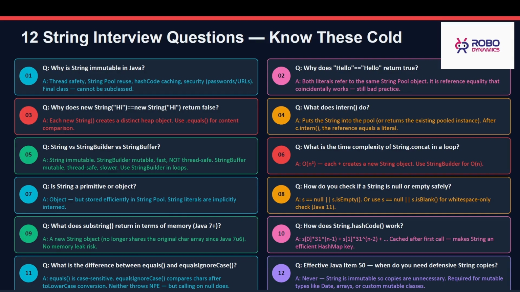Okay, is String a primitive or an object? String is an object, correct? How do you check if a string is null or not? You can say s double equals null, or s.isEmpty. If you want to check for blanks, from Java 11 you have a new function called isBlank also. Now, always try to make sure that you do not create new objects when you are using strings, and use memory effectively. That is what I would like to say.